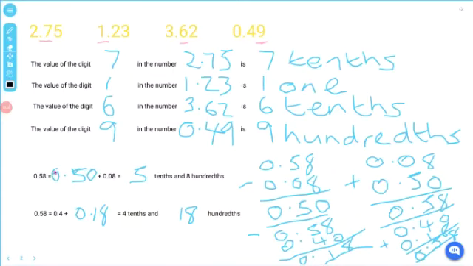So why don't you see if you can partition 0.58 in different ways using either your book and your pencil or some paper? See how many ways you can partition it.